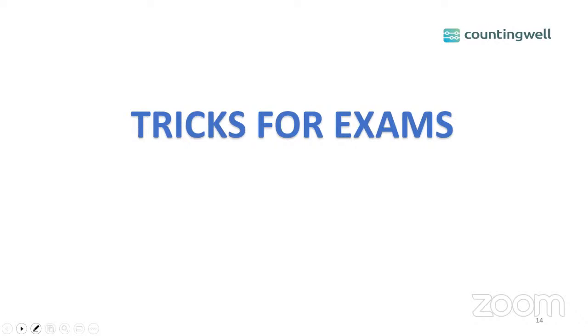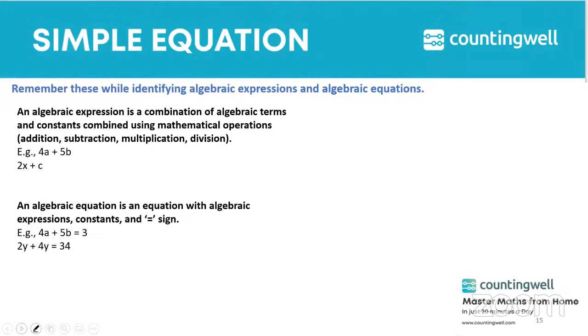Let us see some tricks involved for these two chapters. Remember, while identifying algebraic expression and algebraic equation, an algebraic expression is a combination of algebraic terms and constants combined using mathematical operations like addition, subtraction, multiplication, and division. Whereas an algebraic equation is formed using algebraic expression and constants with an equality sign. So there should be an equality sign.